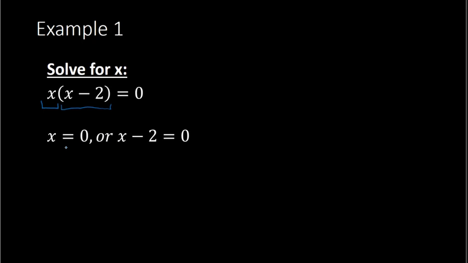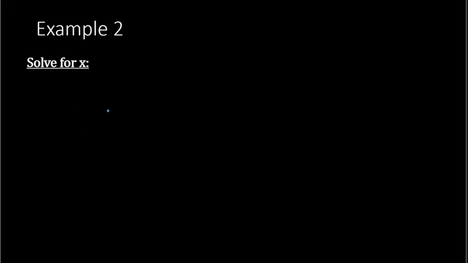So the first one, x equals 0, that is already solved for us. Here x minus 2 equals 0. I can add 2 to both sides. So now I have x on the left side and 2 on the right side. So my solutions are x equals 0 or x would equal 2. So here we have two different answers for this equation.